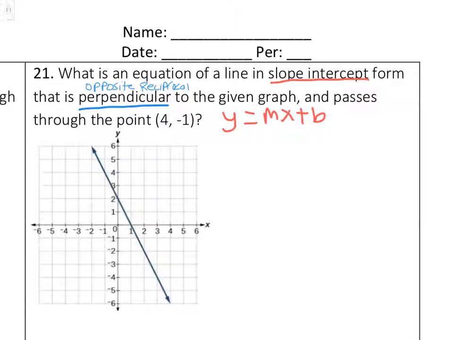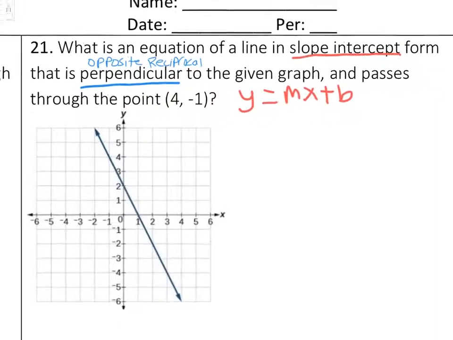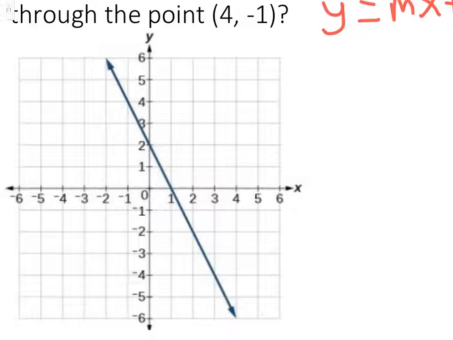So let's identify the slope of this line here. Pick for yourself two good points. I'm going to pick the y-intercept at (0, 2) right there. It also crosses directly through the x-axis at (1, 0). Then go ahead and draw your triangle, and we're going to do rise over run.